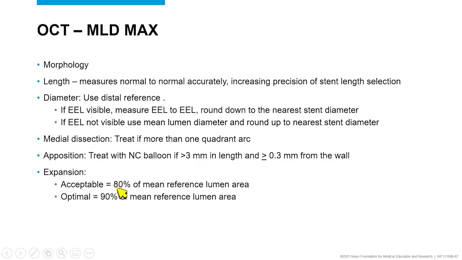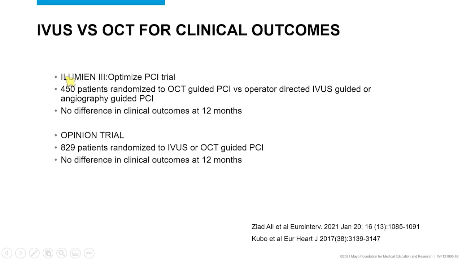Generally, 80% expansion is considered acceptable. Optimal expansion is about 90%. So the guys who use a lot of OCT typically use this algorithm, use these concepts to try to optimize their results with that. There is some clinical data with it.